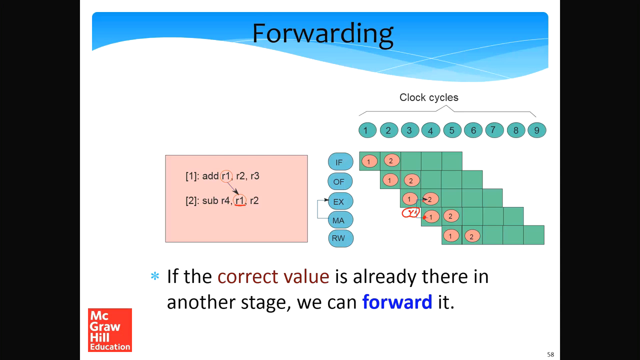The bubbles were pretty important issues in terms of the fact that if there's any producer consumer pair, we had to either find 3 other instructions to put between them, or we used to put no ops or insert bubbles using a hardware technique. But in this case, none of that is required because we can directly forward the value of R1 from the MA stage to the EX stage as shown in this example. This is called forwarding.